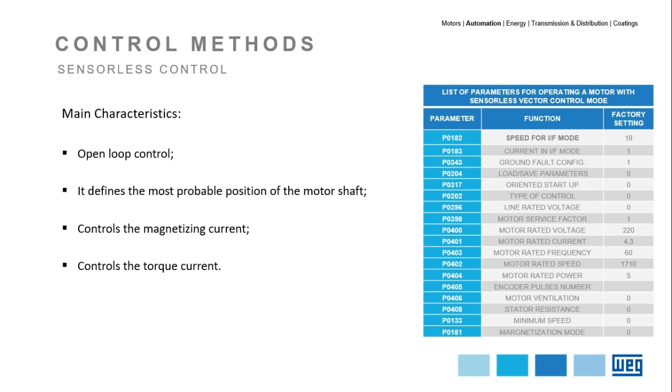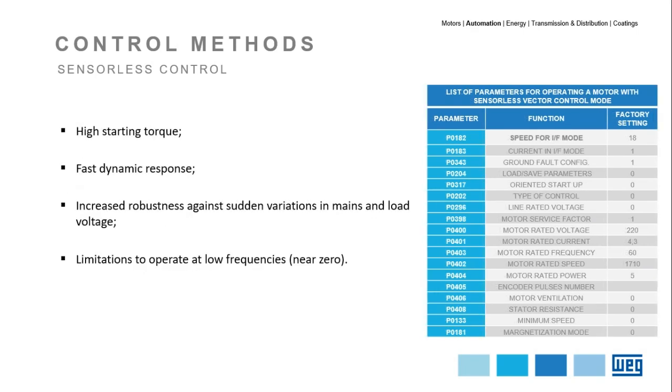And it has an advantage compared to scalar control, because it works with the magnitude and the angle between the voltage and the current, while scalar control works only with the magnitude. The sensorless vector control has high starting torque and a fast dynamic response. Another advantage of this type of control is its robustness against sudden variations in supply network voltage and load, avoiding unnecessary shutdowns by overcurrent. However, it presents limitations when there is the need to operate at low frequencies, close to zero.